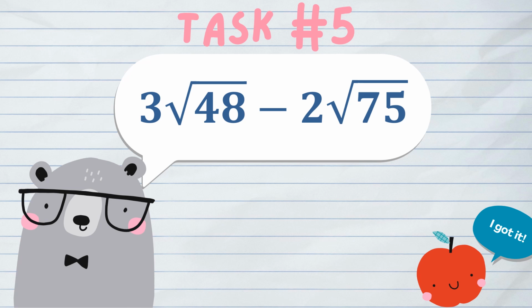So here for the first one, we do have 3 square root of 48. So we're gonna have 3 square root of 16 times square root of 3, which is basically 3 times 4 square root of 3, and that would be 12 square root of 3. So this is actually the simplified form of the first radical that we have. 3 square root of 48 is the same as 12 square root of 3.